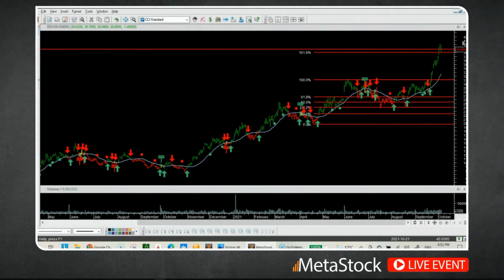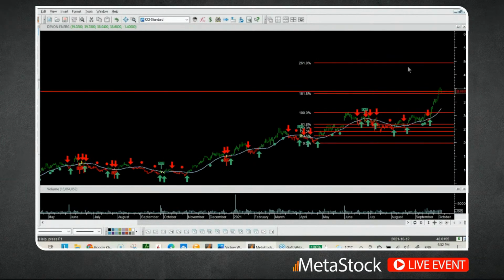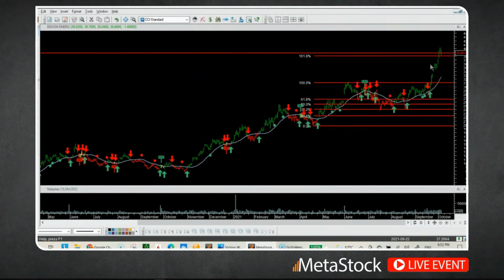I would take that. Now, this could be on its way to the 261 level, right? If it clears this level, it's going there. But because we see resistance, because there's a pivot, because we've already achieved an important level, I would want to take some profits, if not all. So congrats on a nice trade there.